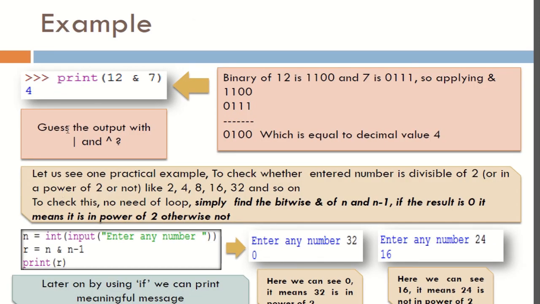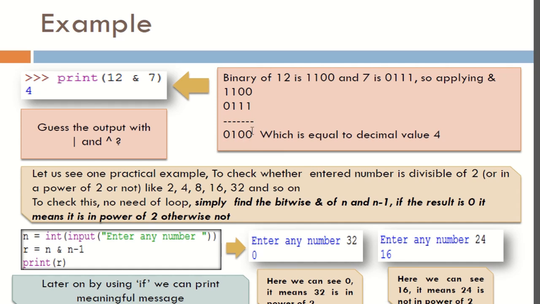So here are some of the examples you can see, like 12 and 7. So 12 and 7 means what? It will take the binary value of 12 and 7. Applying this, you will get which is equal to the decimal value what? 4. Like 0 1 0 0, then 0 1 1 1 and 1 1 0 0.